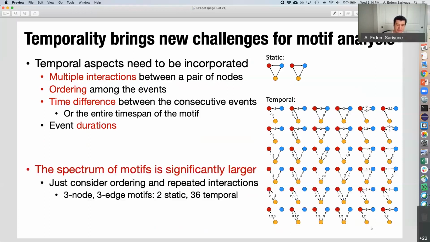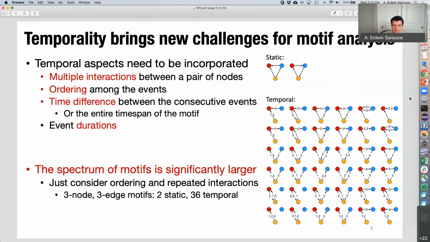So all of those things basically make the spectrum of motifs in temporal networks significantly larger than the static counterparts. Here, even if you just consider directed edges and the ordering between the events in a single motif, and you let them repeat among the same pair of nodes. In the static case, you just have two possibilities. One is a cycle, the one on the right. The other is an acyclic motif.